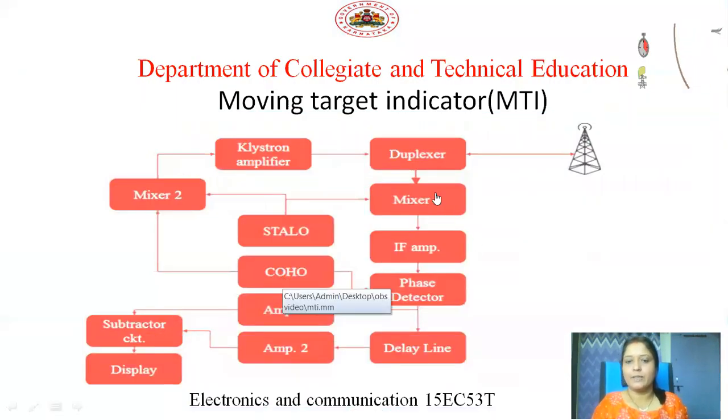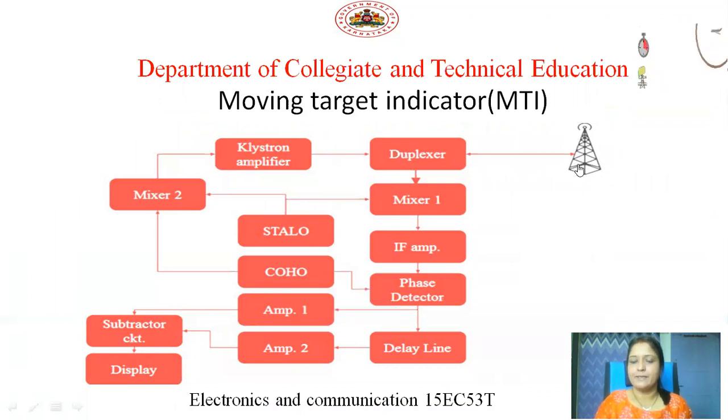Now this is the block diagram for the moving target indicator. If you observe here, this is the duplexer, because we are using the same antenna to transmit and receive. Therefore, to protect the receiver section from the transmitter section, we are using the duplexer here.